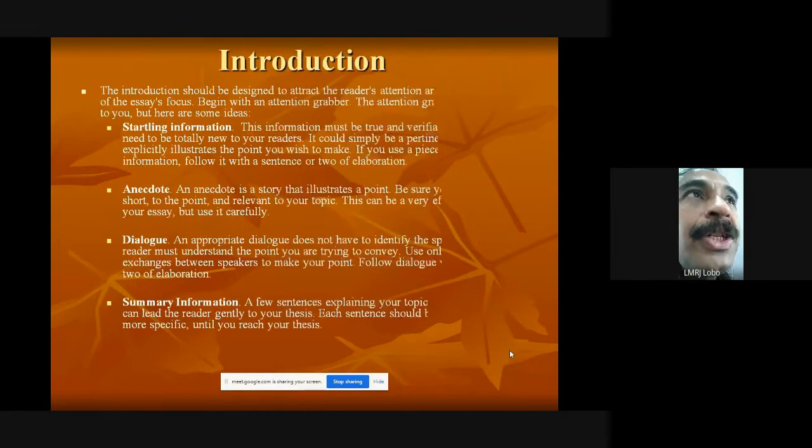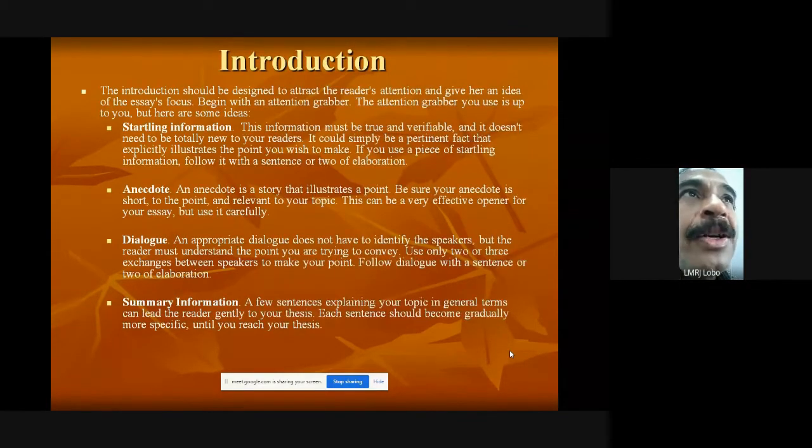So the introduction should be designed to attract the reader's attention. Most of the readers read the introduction and look at the conclusion. So these two are very important. Begin with the attention grabber, which might be a quote, which might be some saying, or the attention grabber that you used. It's up to you, but here are some ideas.